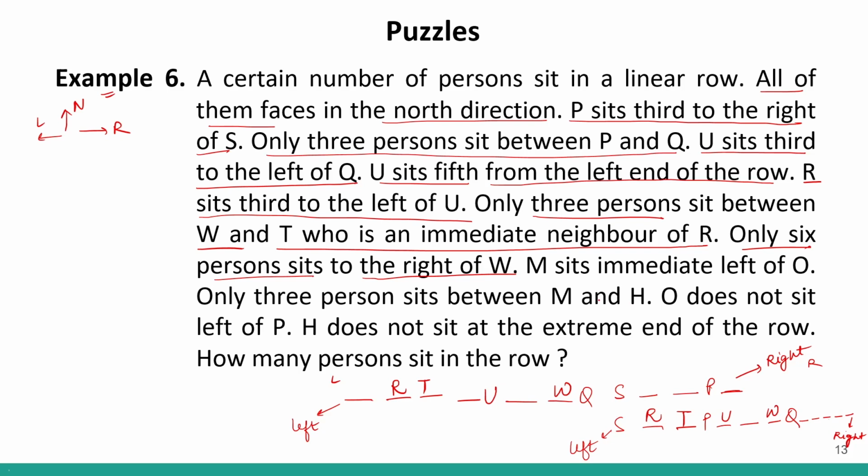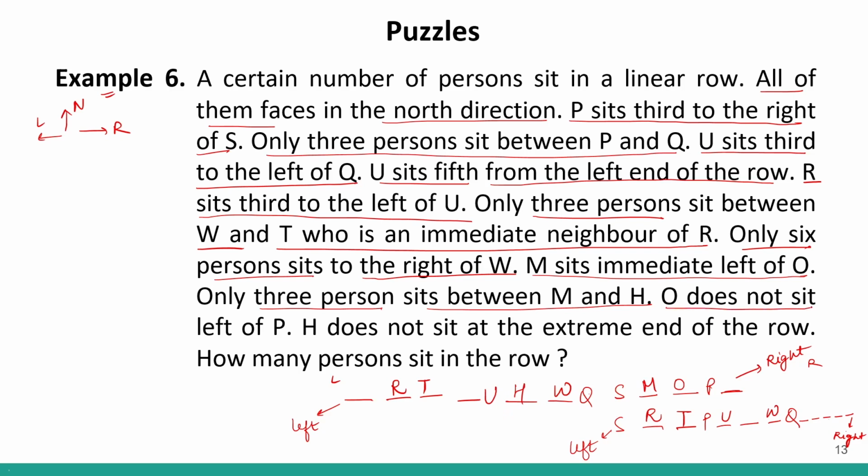Now it is given to us M sits immediate left of O. So 2 positions that are empty is only over here. So M sits to the immediate left of O. Over here I can place M and O anywhere. Now it is given to us that 3 people sit between M and H. So M and H, 3 people, 1, 2, 3, H will be over here. Correct? H will be over here.